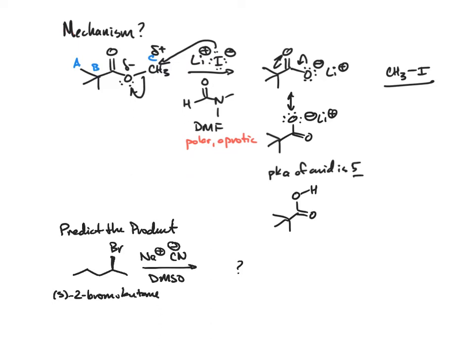So it's what type of leaving group? Classification? Secondary, so we're a bit iffy. DMSO is what type of solvent? Polar aprotic.